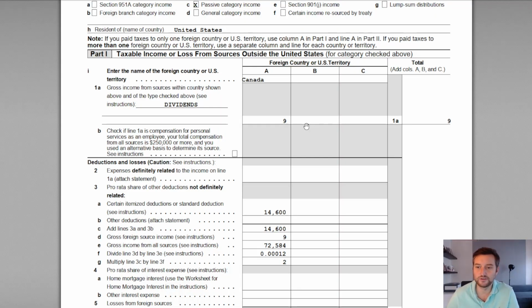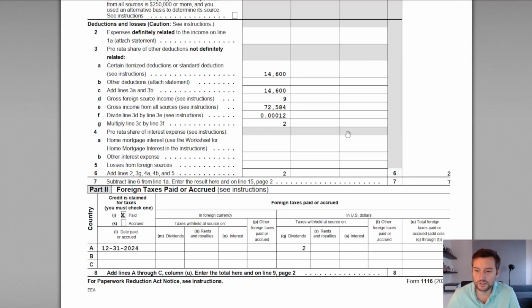But you can imagine that high income earners that have large allocations of foreign source income might have a lot of foreign taxes paid or withheld on that income. So they really want to make sure they get the credits, so they're not double paying on the taxes. So in this one, we've indicated it's allocated from Canada and it's dividend income. The total amount of income was $9 in dividend income. And then if we look at the foreign taxes paid or accrued section, we've entered in US dollars, $2 were withheld on those dividend earnings.